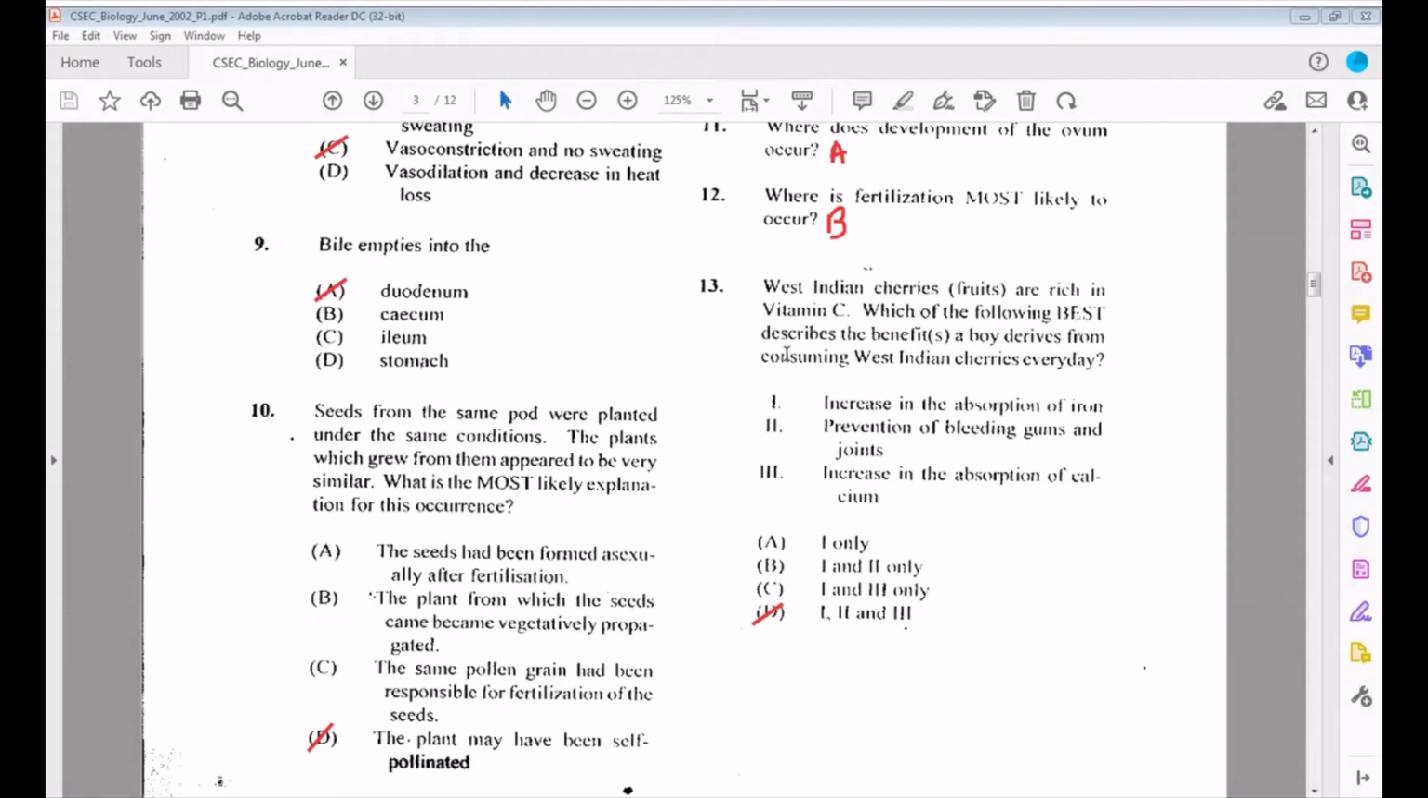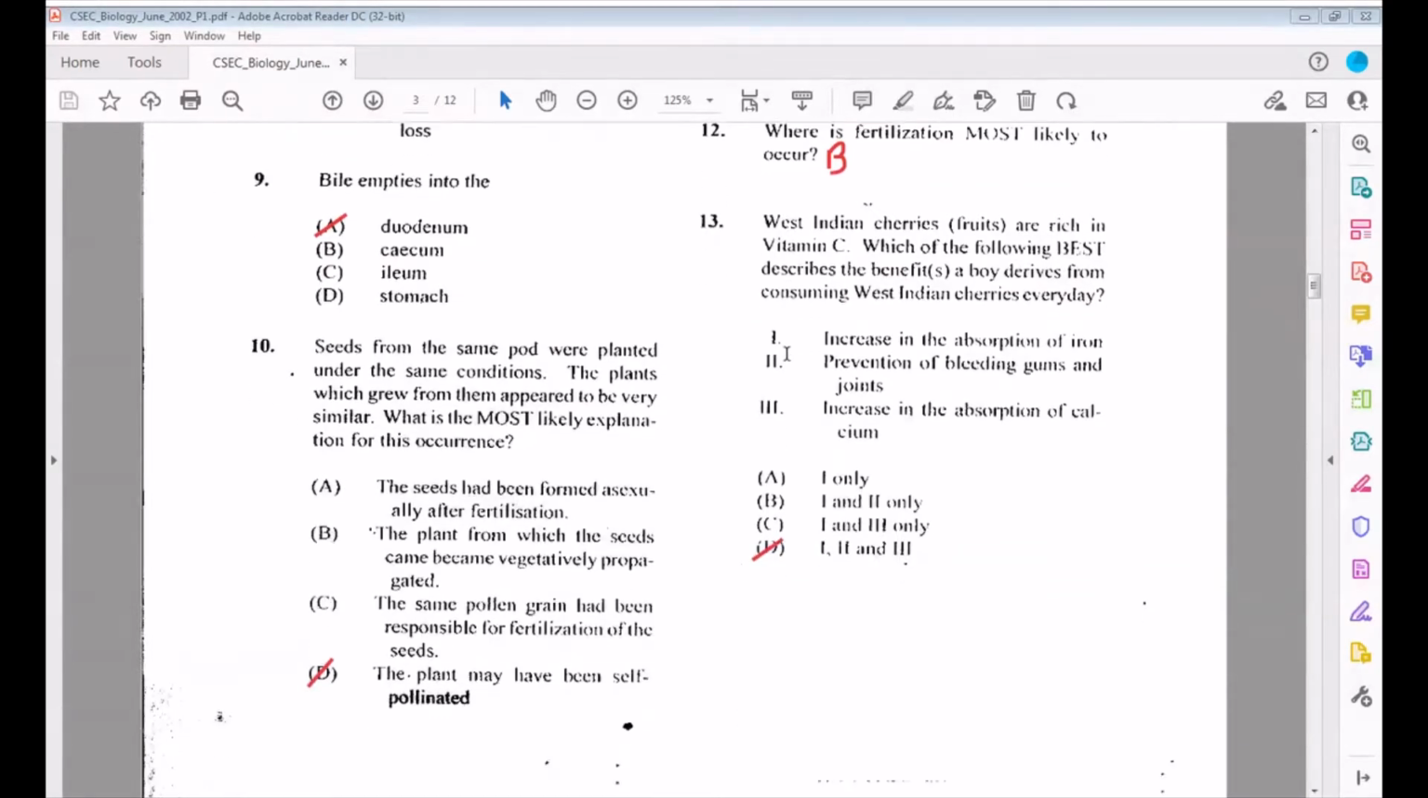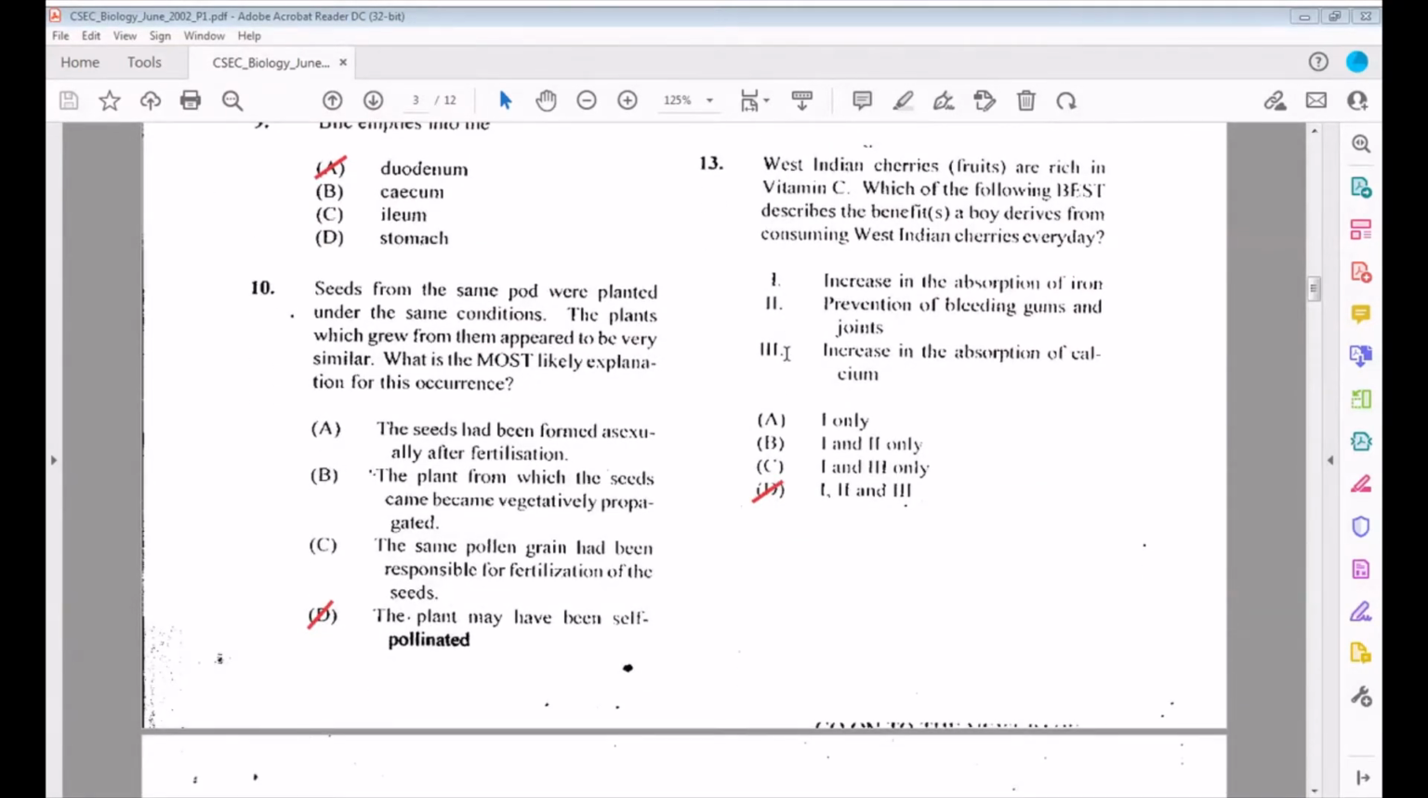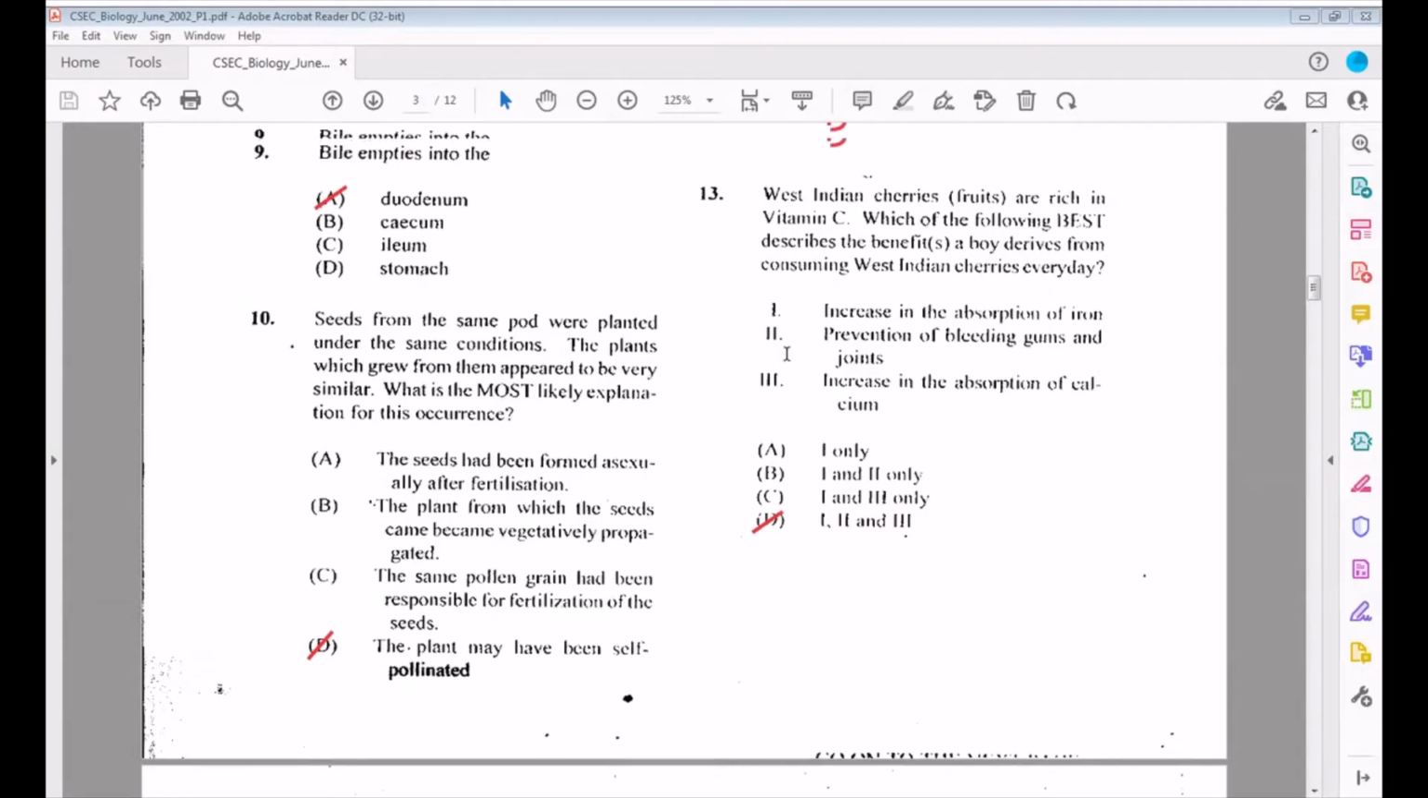9. Bile empties in the duodenum. The answer is A. 10. Seeds from the same pod were planted under the same conditions, and plants which grew from them appeared to be very similar. So, what is the most likely explanation for this occurrence? The answer would be D. The plants may have been self-pollinated.